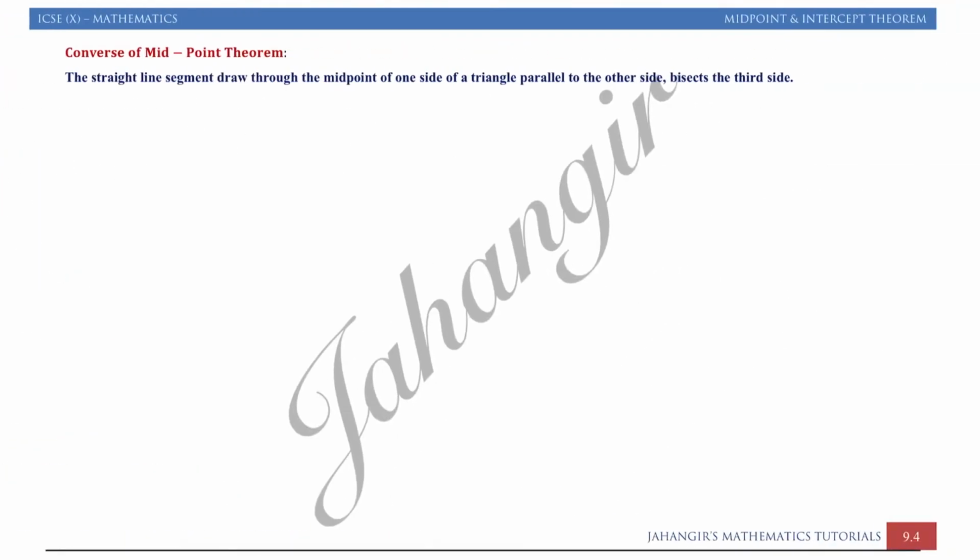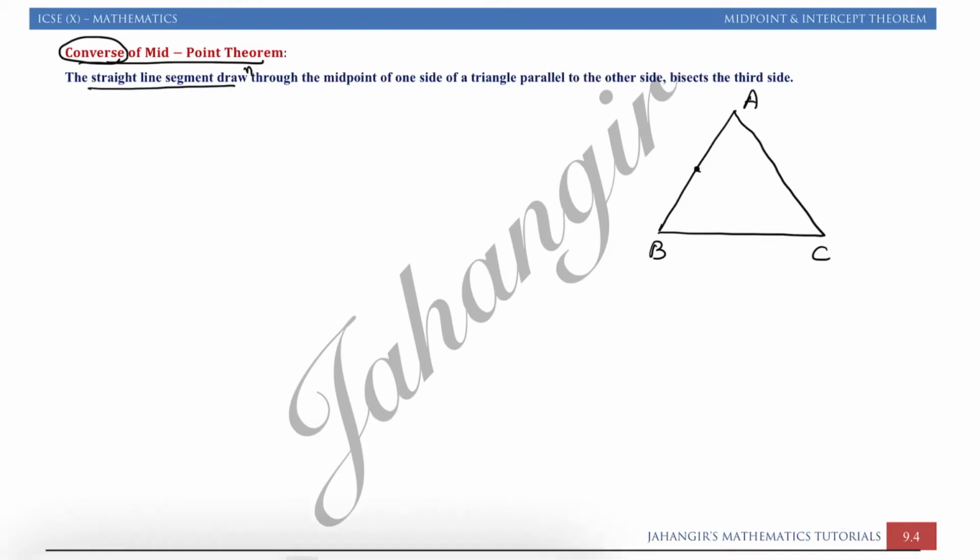Now the second theorem is the converse of the midpoint theorem. Converse means going reverse. Now, the converse of the midpoint theorem: we will understand the statement and then make the given and to prove. A straight line segment is drawn through the midpoint of one side of a triangle. This line segment is drawn through the midpoint of one side.